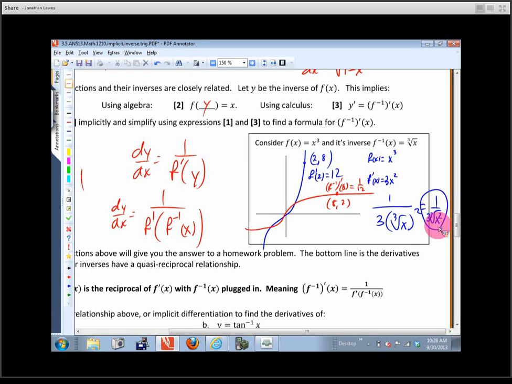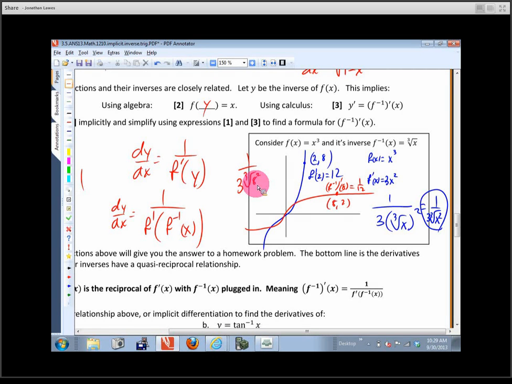And let's take a look here. What do I get if I take 1 over 3 cube root of 8 squared? 64. Cube root of 64 is 4. 3 times 4 is 12. I get 1/12. Okay?